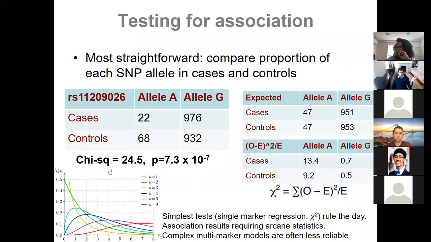So basically genetic association results require very arcane statistics, and complex multi-marker models are very often less reliable. So they've been shied away from by the statistical geneticists. So who's with me so far on carrying out this genome-wide association study? So you basically take every SNP in the genome and then you ask what is the frequency of the reference versus the alternate allele for every single SNP, and whether that frequency deviates from what you would have expected under a random model.